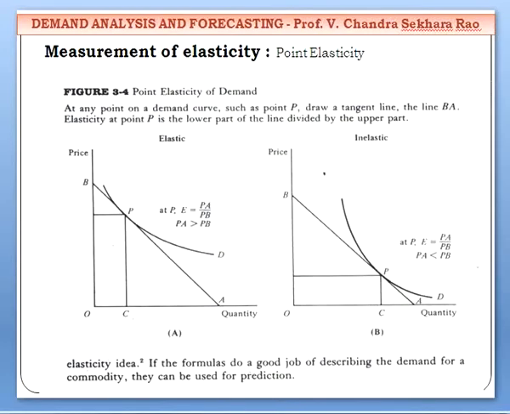So to measure elasticity at a given point, select any point like P, draw a tangent line, extend to the x-axis and y-axis, call it the BA tangent line. So PA by PB, that is lower segment by upper segment, gives you elasticity at that point. We have taken another point here. So PA by PB gives you elasticity at this point.